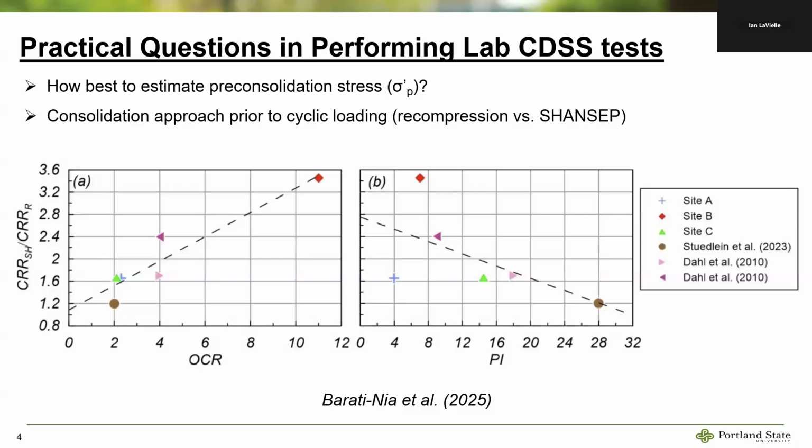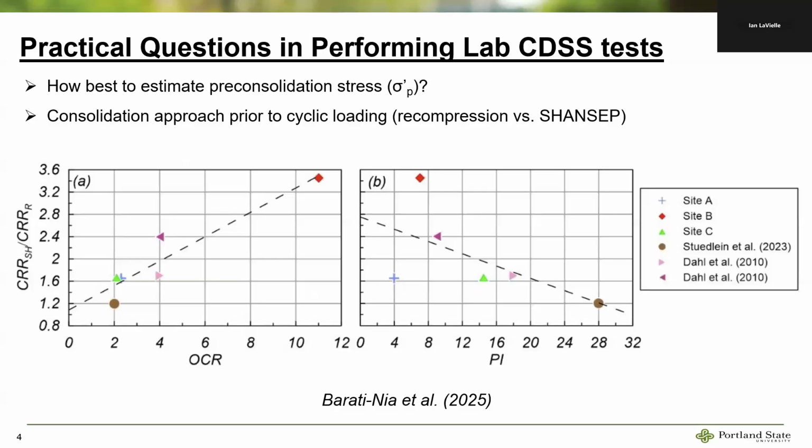So this is a result that we just recently published. This is Amir Baratini. Is Amir in the room here? Okay, so Amir, this is GeoCongress 2025. He's close to graduating, so if you have openings, we'll talk to him. So what you see here is the CRR for SHANSEP-based approaches versus CRR using recompression. And the ratio ranges somewhere between 1.2 to even up to 3.4-ish.